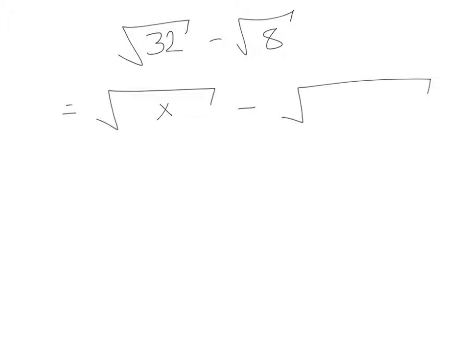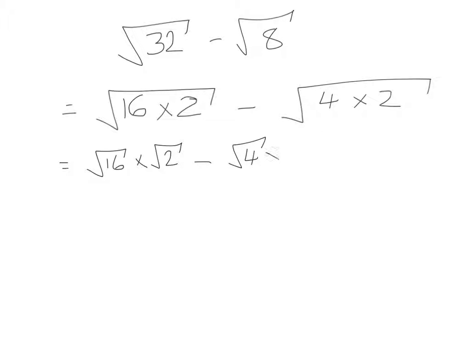So if we think back to the factors of 32, we'll find that we can have 16 and 2. There are other factors, but I've chosen 16 and 2 because 16 is a square number. Thinking about factors of 8, I can have 4 times 2. I've chosen 4 times 2, not 1 times 8, because I know that 4 is a square number. Then we can split them up using our property that we learned in the last video. So that's the same as root 16 times root 2, take away root 4 times root 2.